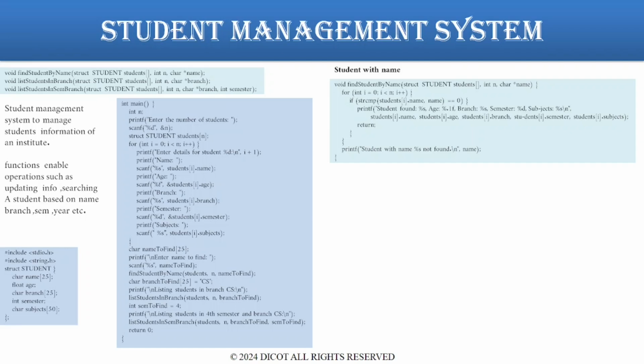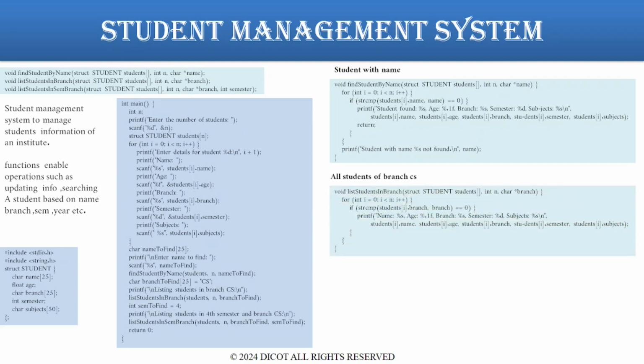List students in branch. Similarly, in place of name, we are searching the branch and the logic remains the same. Here, the branch always exists and we don't return for the first occurrence of the branch because we want all the students of that branch to be displayed. So every time the branch matches with the branch of the student, the details of that student are displayed.